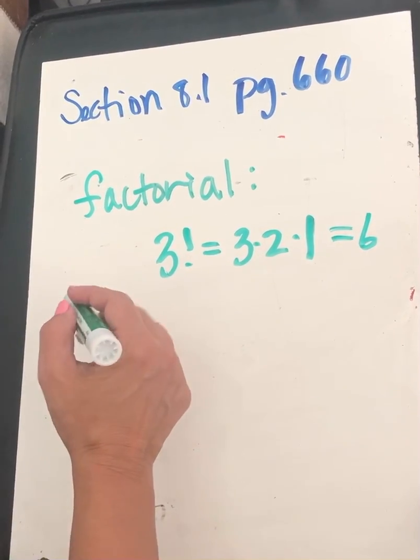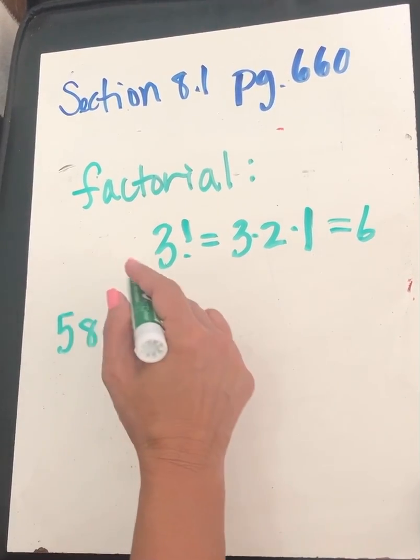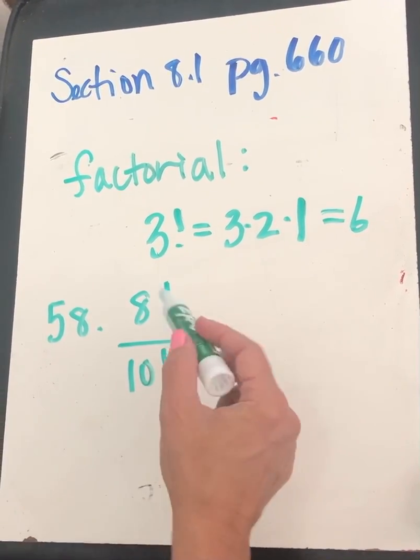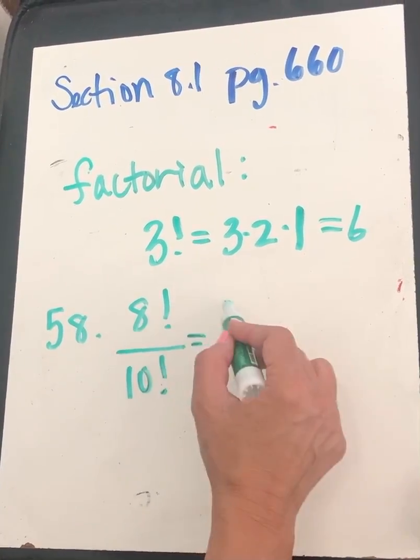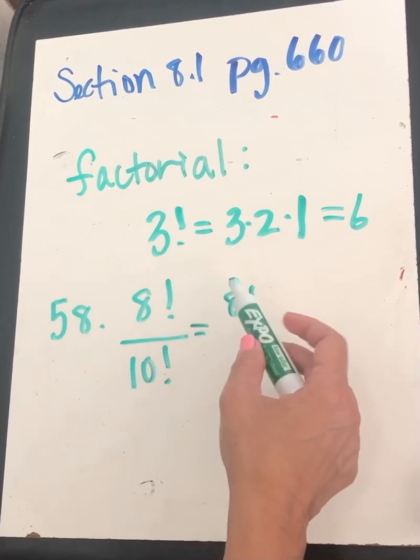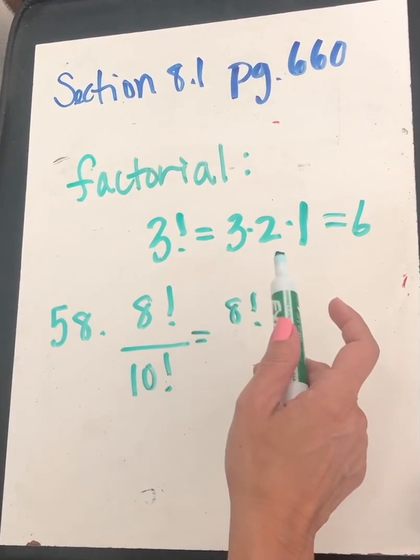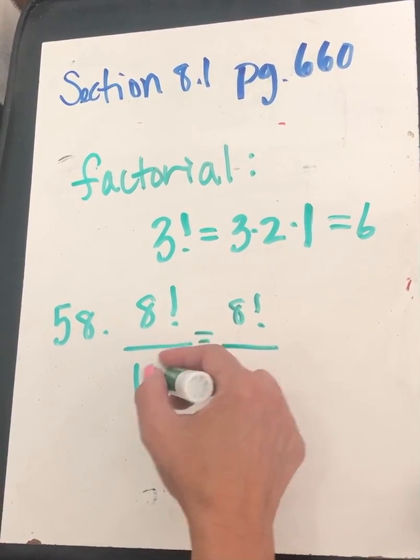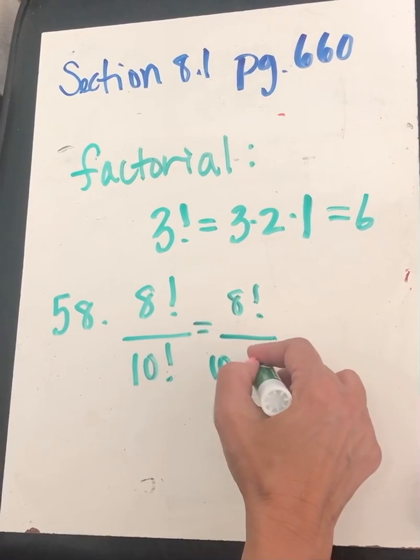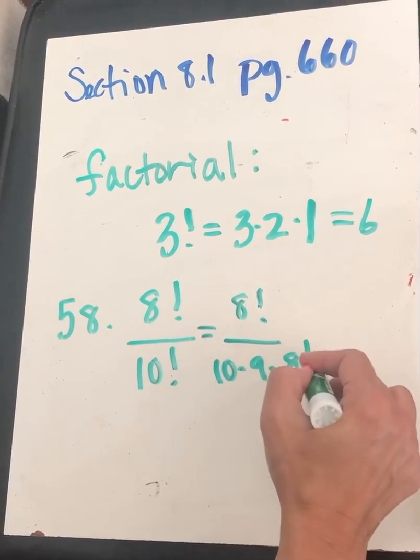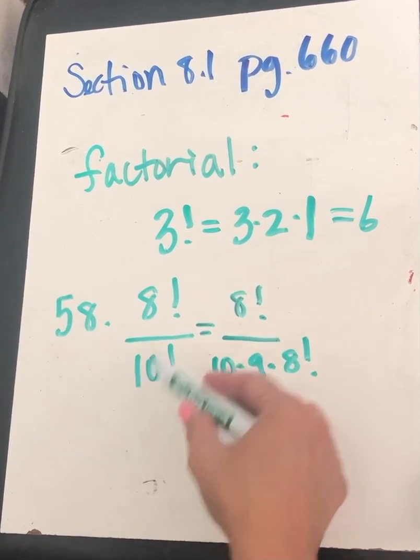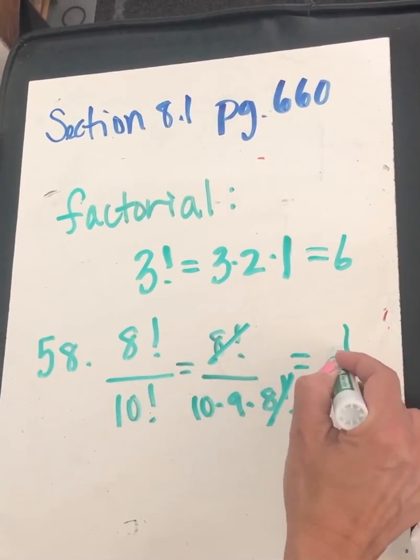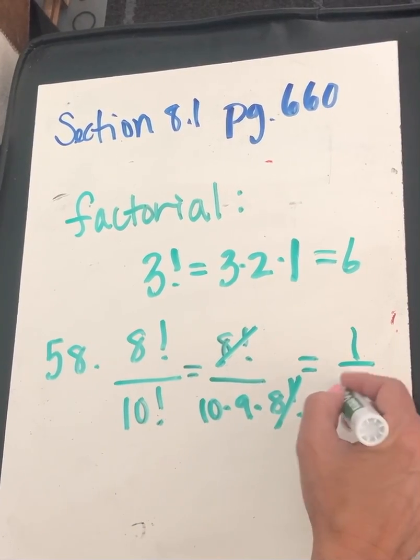So let's look at number 58. The directions say to simplify. So we have 8 factorial divided by 10 factorial. So what you can do here is leave 8 factorial as 8 factorial, which is equivalent to 8 times 7 times 6 all the way down to times 1. Over, we have 10 times 9 times basically 8 factorial, which would be equivalent to 10 factorial. So the 8 factorials will cancel out, and we're left with 1 over 10 times 9, which is 90.